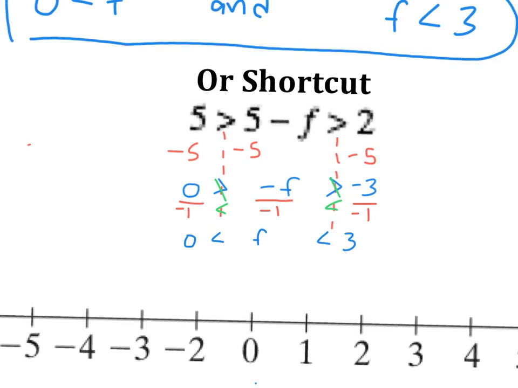So now I have a limit. My lower limit is 0. My upper limit is 3. So when I graph this, it's going to be an open point at 0, open point at 3, and connect the dots. So any of these numbers in here, 0.5, works up there. 2 should work up there.